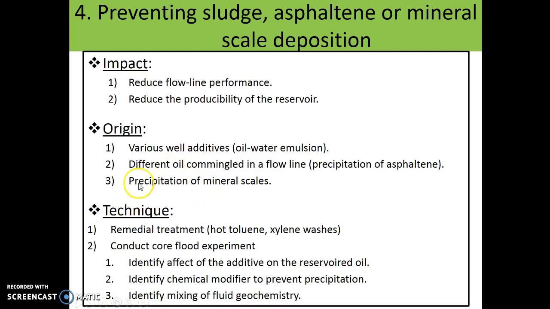So the technique to prevent this precipitation is to treat our piping using hot toluene or xylene washes, and also to conduct core flood experiments identifying the effect of the additive on the reservoir oil. Then, identify chemical modifiers to prevent precipitation, which can be added to the production stream so that it increases the solubility of the precipitates, and lastly, identify the mixing of fluid geochemistry.